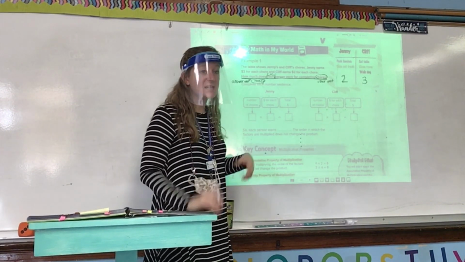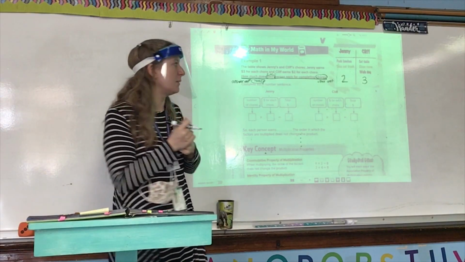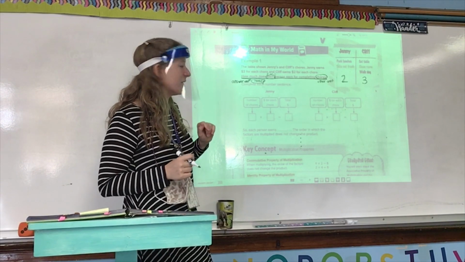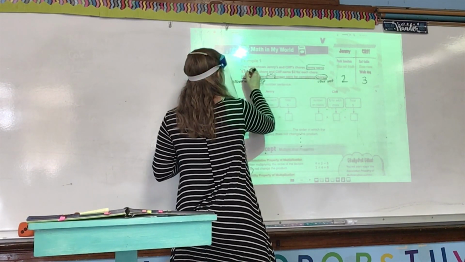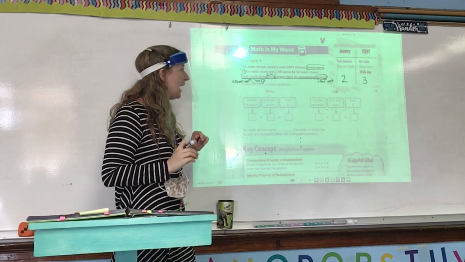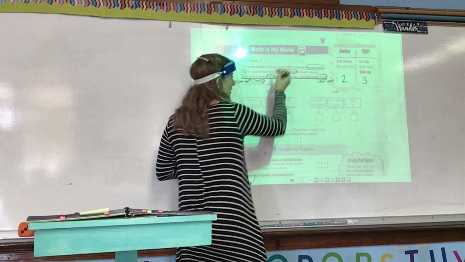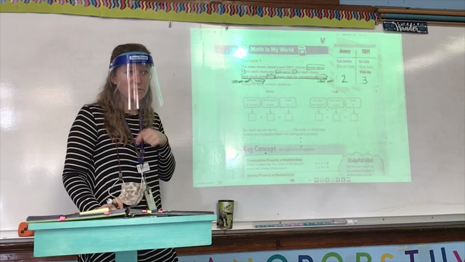Now let's keep reading because now we need to find out the money. We have the number of chores that each did. Now we need to find the amount of money. Jenny earns $3 for each chore. So there's 1. Jenny earns $3. And Cliff earns $2 for each chore. So there's our other number. Jenny earns $3. Cliff earns $2.